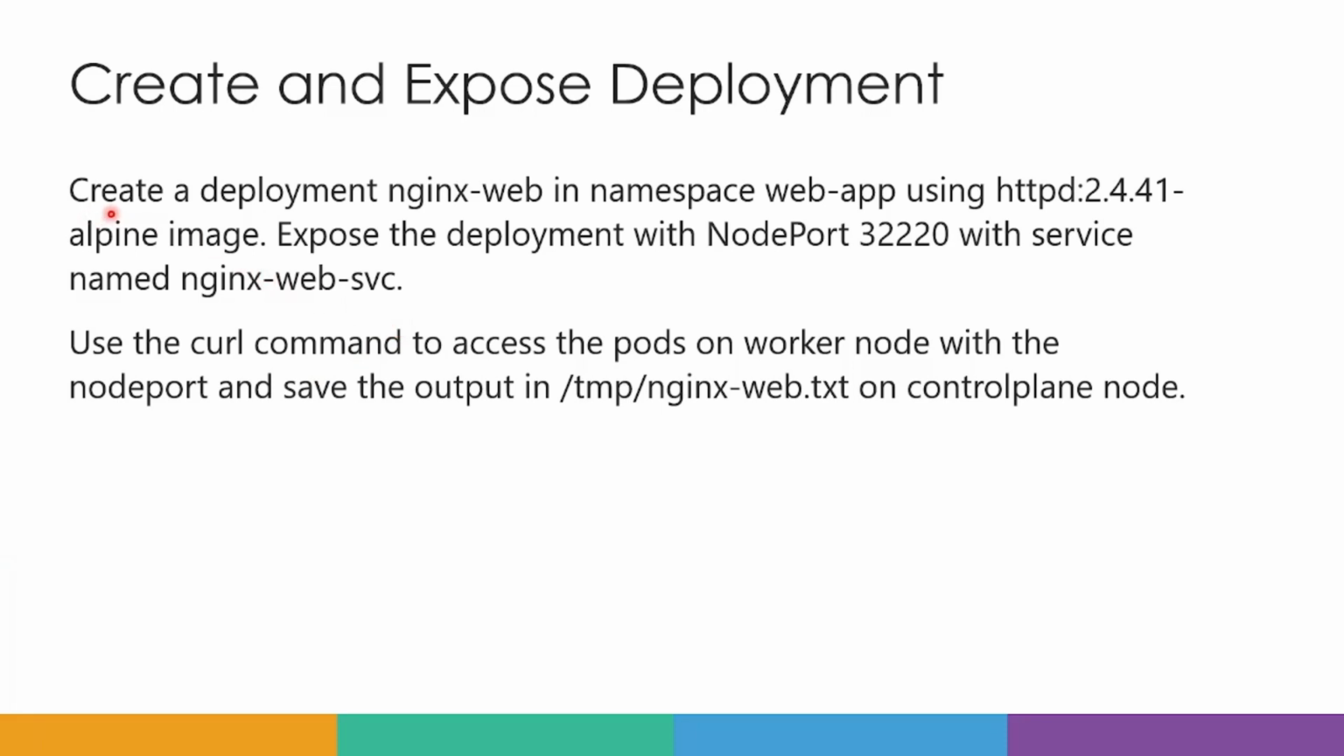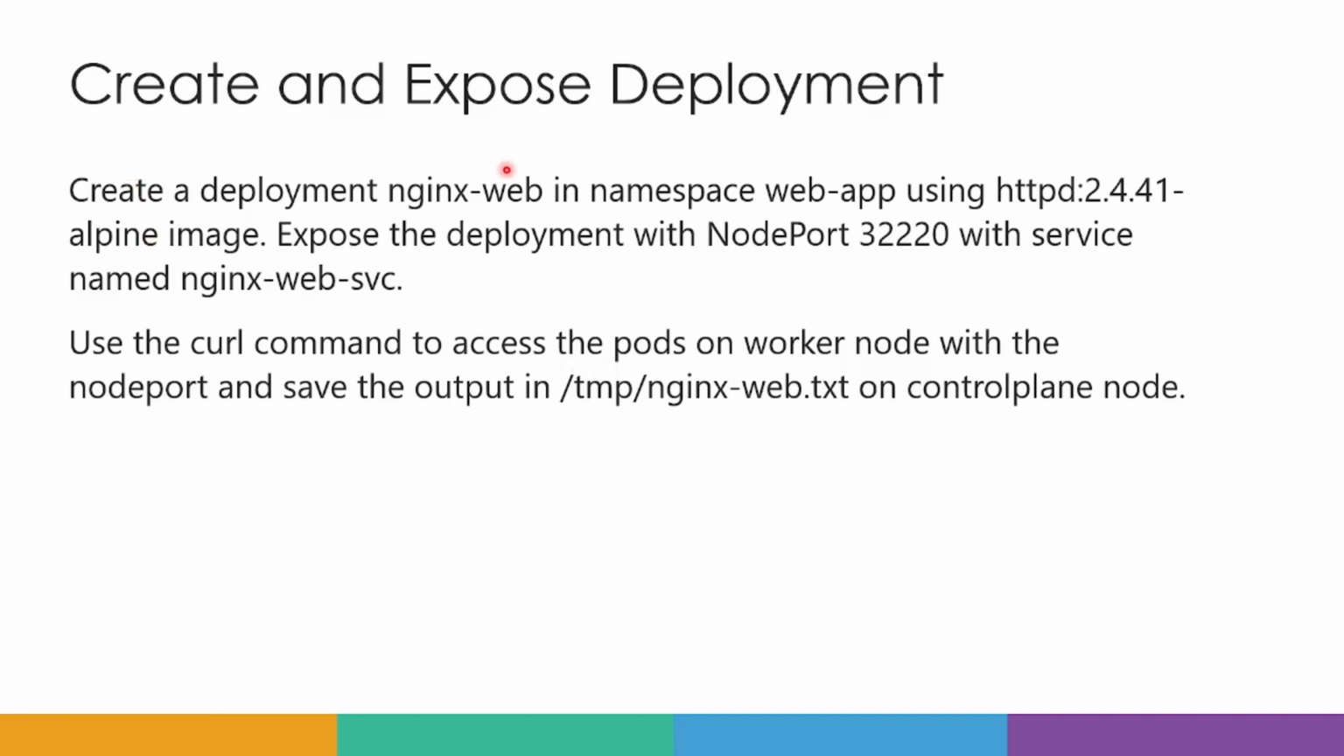Here is a question. Create a deployment nginx-web in the namespace web-app using httpd image and expose the deployment with the NodePort 32220 with the service name nginx-web-svc. Then we need to use the curl command to access pods which has been deployed from this deployment and the IP address of worker node with the NodePort, and then we need to save the output in this location on the control plane node.